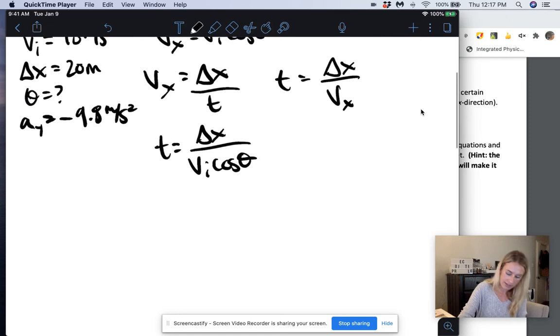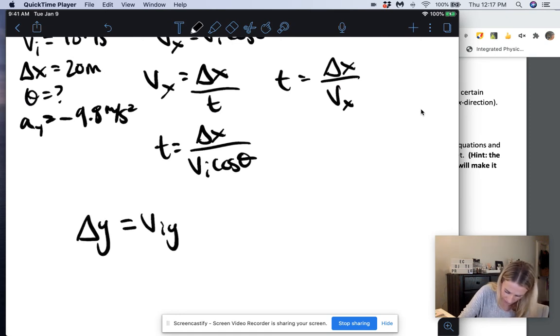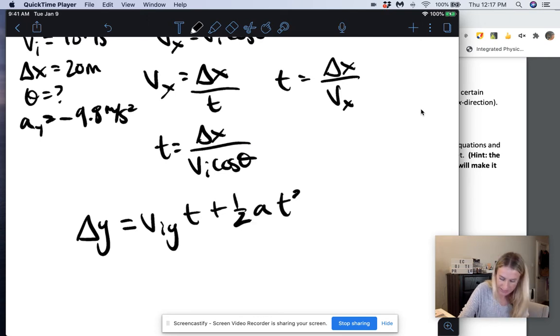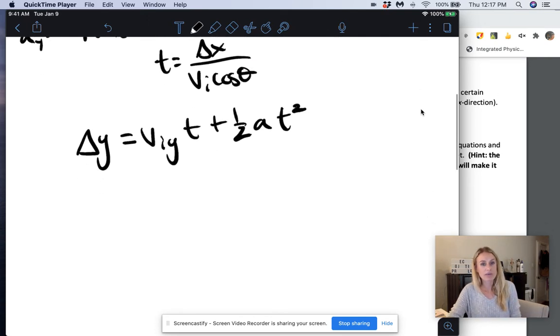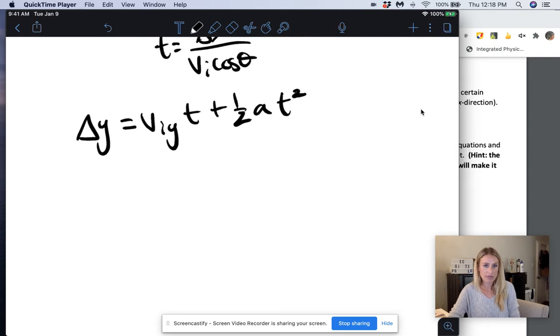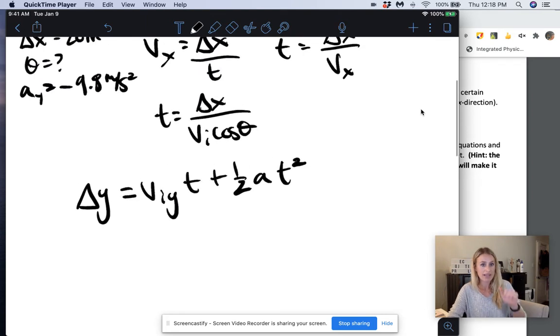So the equation I want is the second basic equation, delta y is equal to initial velocity in the y direction times time plus 1/2 acceleration times time squared. And so what I want to do with this equation now is plug in my equation for the velocity initial in the y direction and the equation for time that I just solved for.